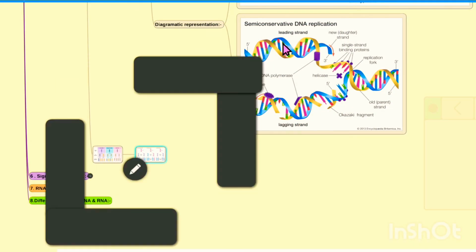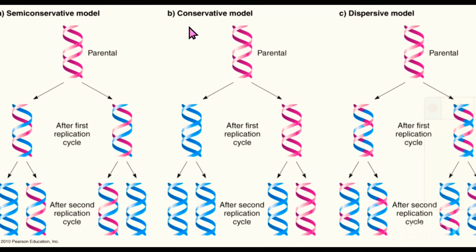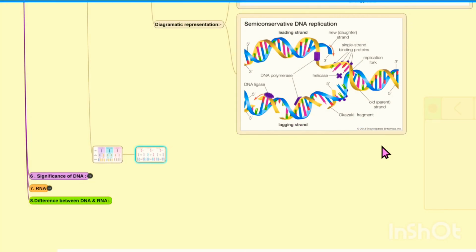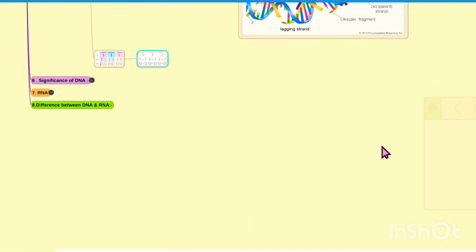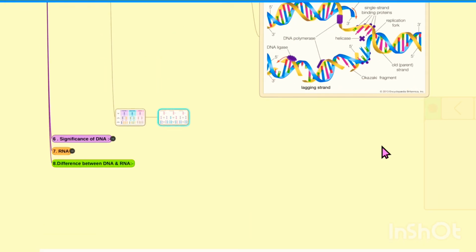Also this is one picture, see, this is semi-conservative, these are the parental, conservative, and dispersive models. We'll take a screenshot of these models, which are useful to us for remembering. So we'll see in the next module the significance of the DNA and some information about the RNA.